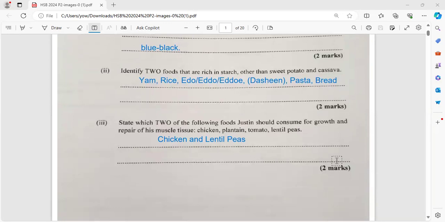State 2 of the following foods Justin should consume for growth and repair of his muscle tissues. Right, so they have to choose from chicken, plantain, tomato, and lentil peas. No, it can't be plantain and tomato, because protein is what we need to repair our muscle tissue. So it has to be the 2 protein sources, which are chicken and lentil peas. All right.